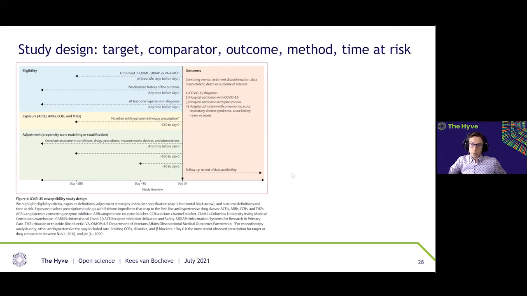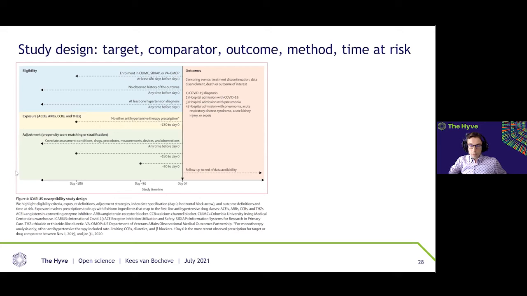Finally, another important aspect of study design in this kind of observational study is your time at risk. And here that's defined as day 0 being the last prescription record we have, and then until the end of data availability, or if people get one of the outcomes, etc. You can read the details in the paper.